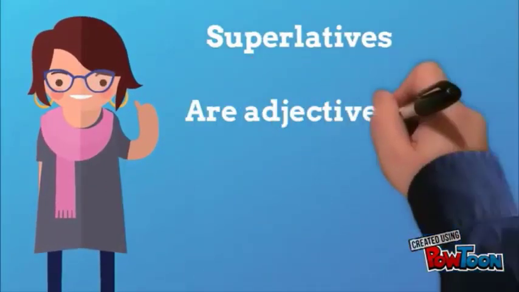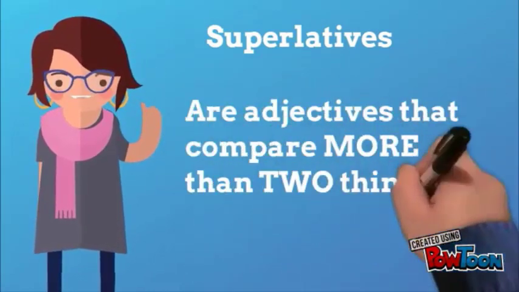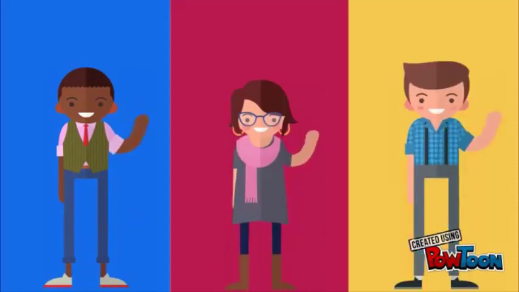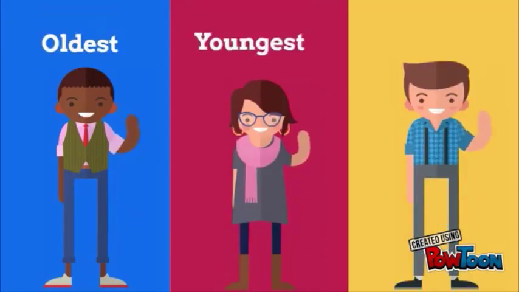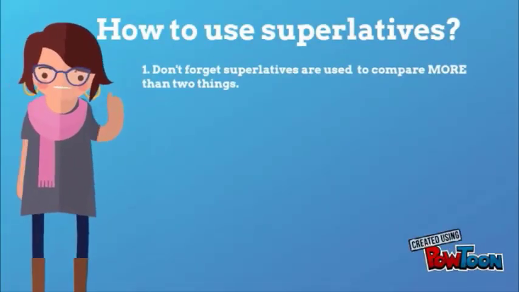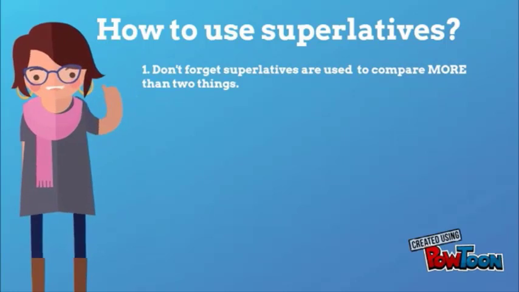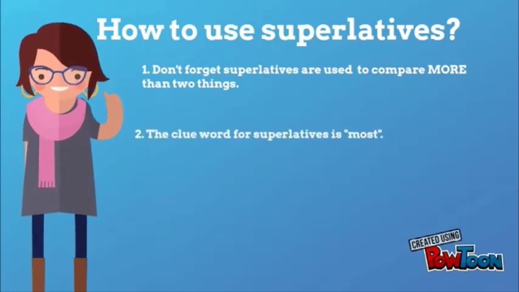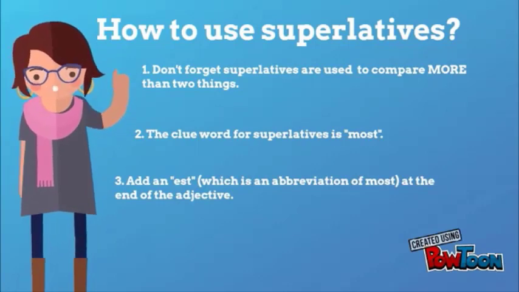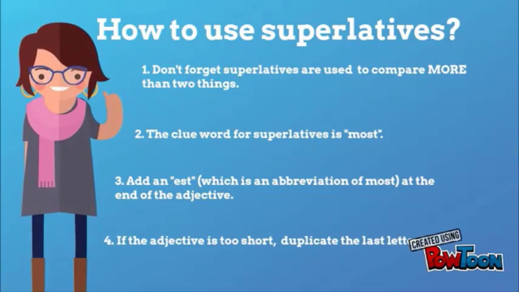Superlatives are adjectives that compare more than two things. Like comparing 3 people to see which one is the oldest, the youngest, and the tallest. How to use superlatives? First, don't forget superlatives are used to compare more than two things. The clue word for superlatives is most. Add an EST, which is an abbreviation of most, at the end of the adjective. And if the adjective is too short, duplicate the last letter.